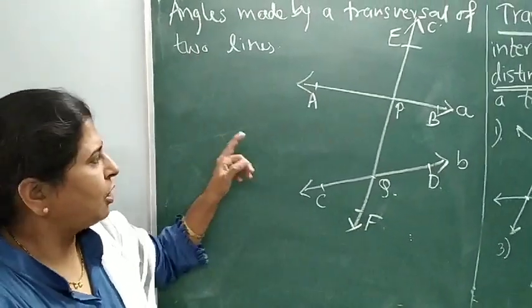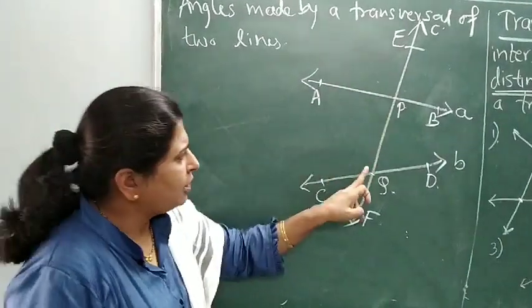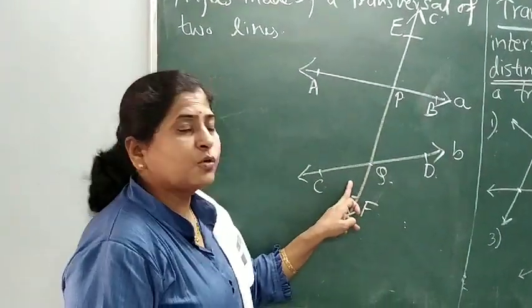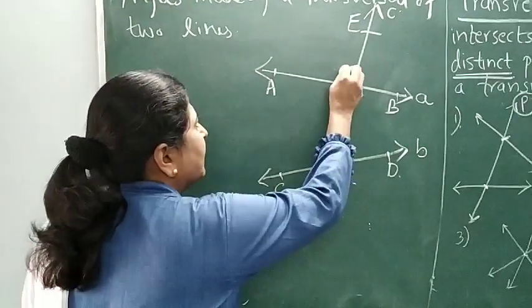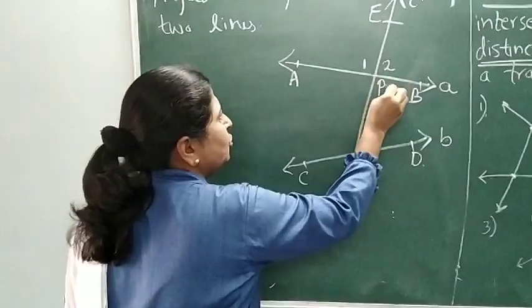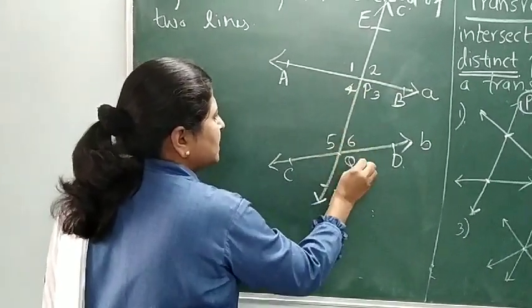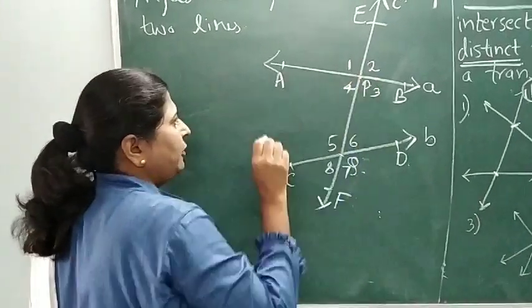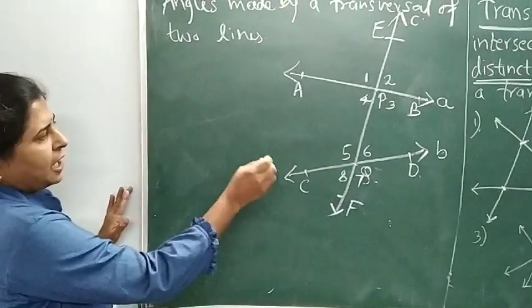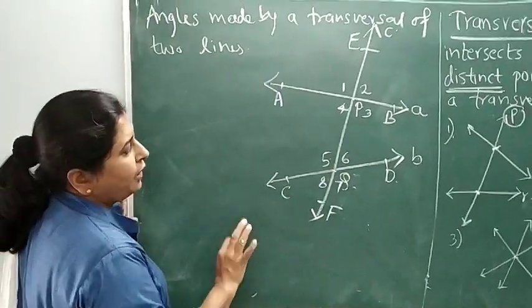We have seen that when two lines intersect, we have 4 angles. Now here we have 4 more angles. So how many angles have been formed? We have formed 8 angles. Let's number these angles: 1, 2, 3, 4, 5, 6, this is 7 and 8. So at point P, we have 4 angles, and at point Q, we have 4 more angles. So in all, we have 8 angles.